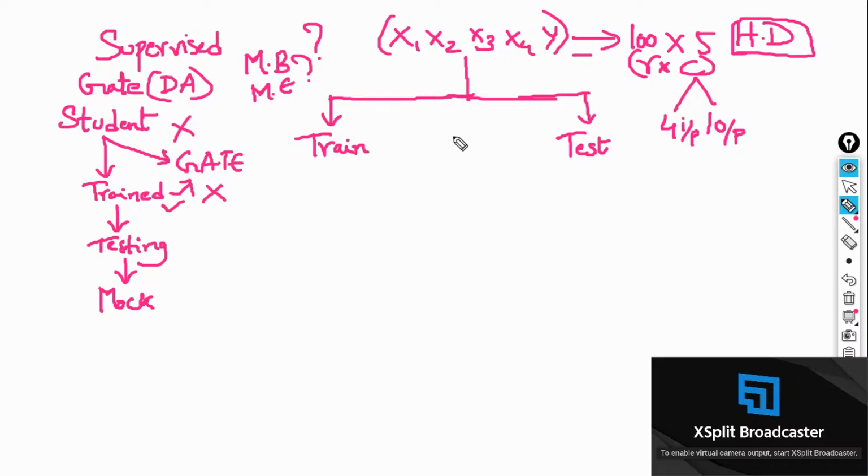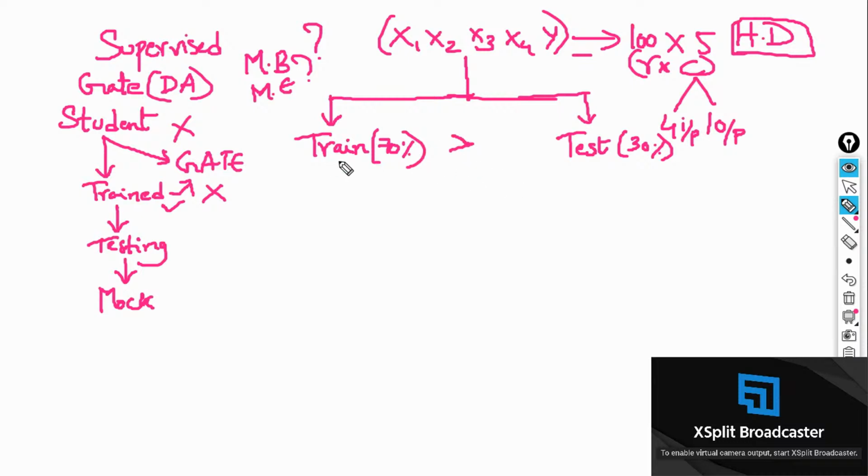And there is a thumb rule that train data should be greater than test data. Okay, train data should be greater than test data. So why, Akhil? I'll tell you. We'll talk about all these things once we complete this process.